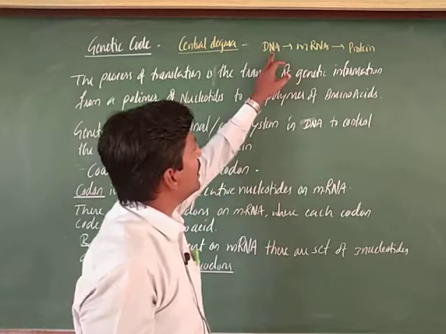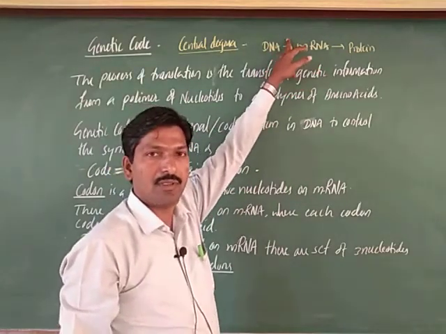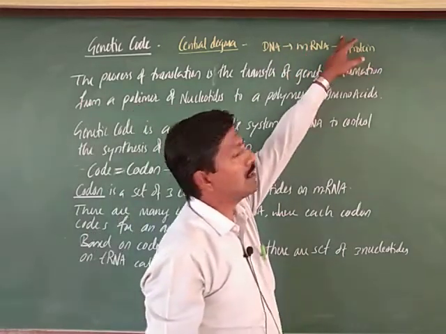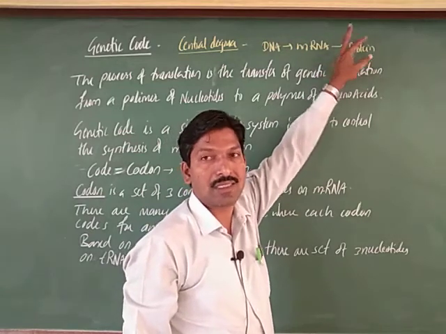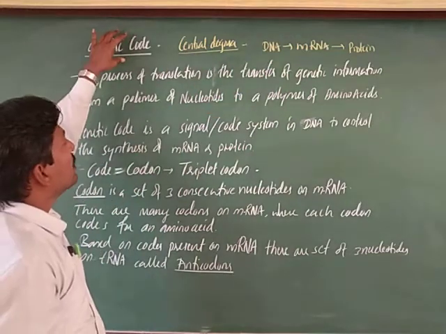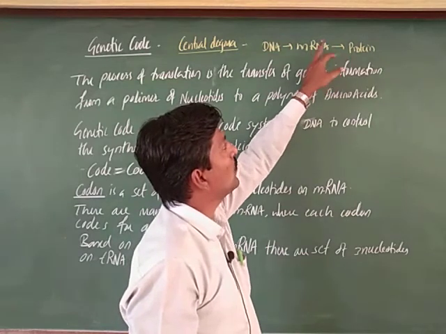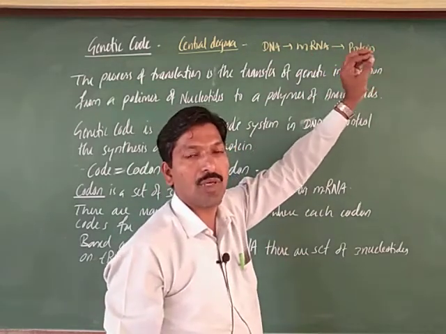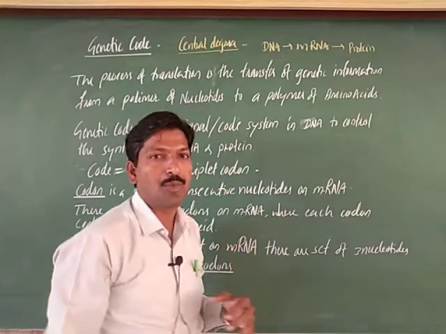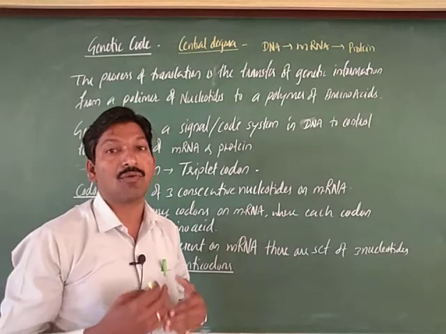DNA producing the mRNA is called transcription, and mRNA forming the protein is called translation. Here we need to understand the genetic code, that is, how mRNA converts amino acids into a protein. How does it bind, and which amino acid should join one after another, in the sequence of codes.